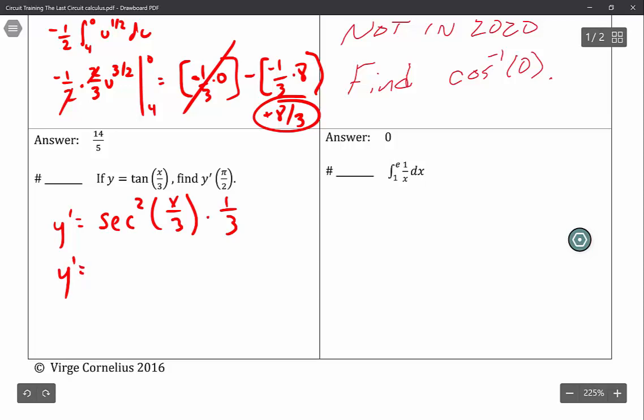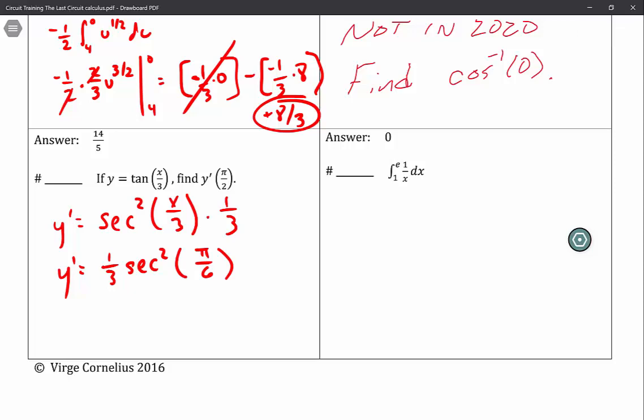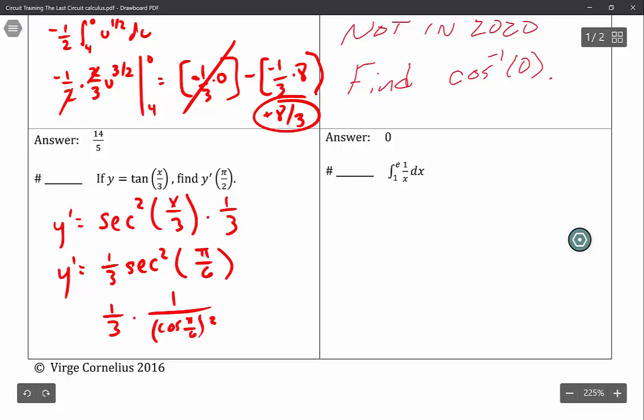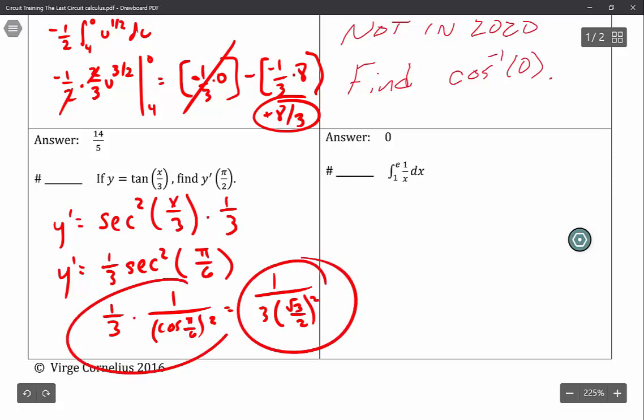But we get 1 third secant squared of pi over 6, right? Because pi over 2 divided by 3. And then on our table, this is kind of like having 1 over cosine pi over 6 squared. Cosine of pi over 6 on your table is square root of 3 over 2. So this is 1 over 3 times square root of 3 over 2 squared. And that's a great answer. Actually, this would have been a good answer as well. You'd keep simplifying it, but I'm not going to.